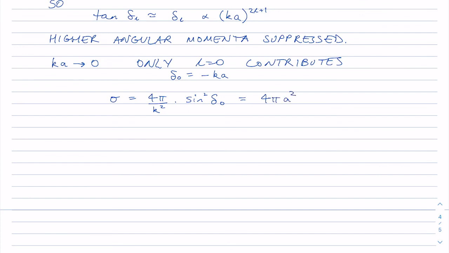Interestingly, this is 4 times the size of the classical scattering cross-section that we worked out a couple of lectures ago. So we see that in the quantum case, it kind of fills out this whole 4 pi, which is the surface area of the hard sphere, rather than the cross-sectional area of the hard sphere. And so you get a slightly different answer to the classical case.